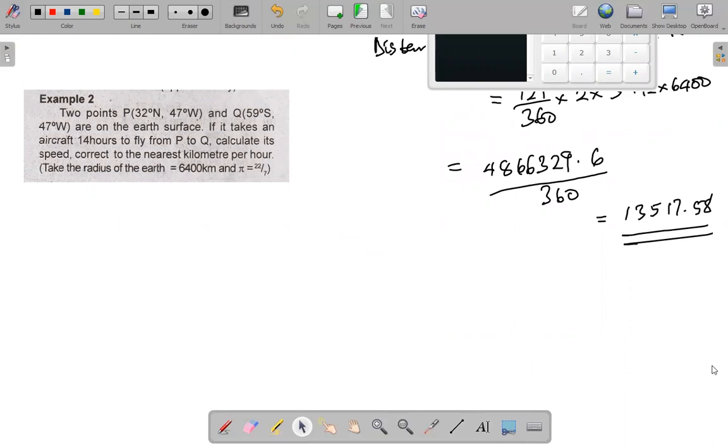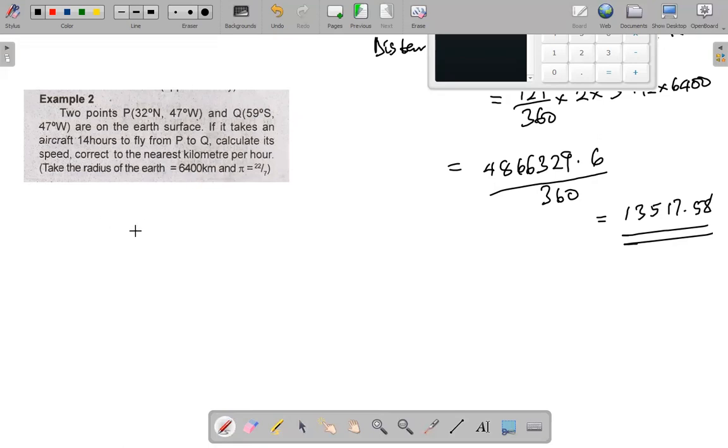P is on latitude 32 degrees north, longitude 47 degrees west, while Q is on latitude 59 degrees south, longitude 47 degrees west, on the Earth's surface. If it takes an aircraft 14 hours to fly from P to Q, calculate its speed correct to the nearest kilometer per hour. Take the radius of the Earth to be 6,400 kilometers and pi to be 22/7.